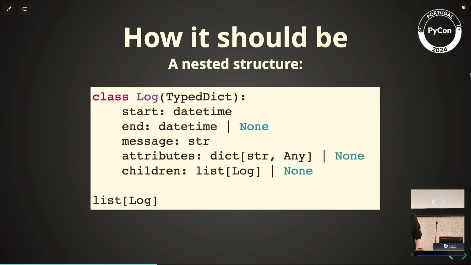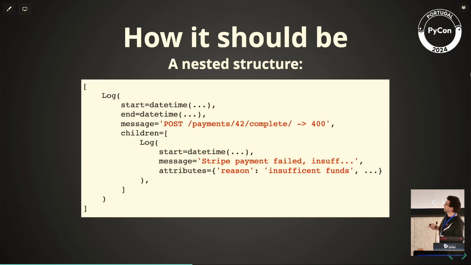We again have the message like before, but we also have attributes where we can send some arbitrary Python data or data about what's happened in this particular event. But then really critically, we have children, where we have more logs associated with this log. And that starts to look more like this.